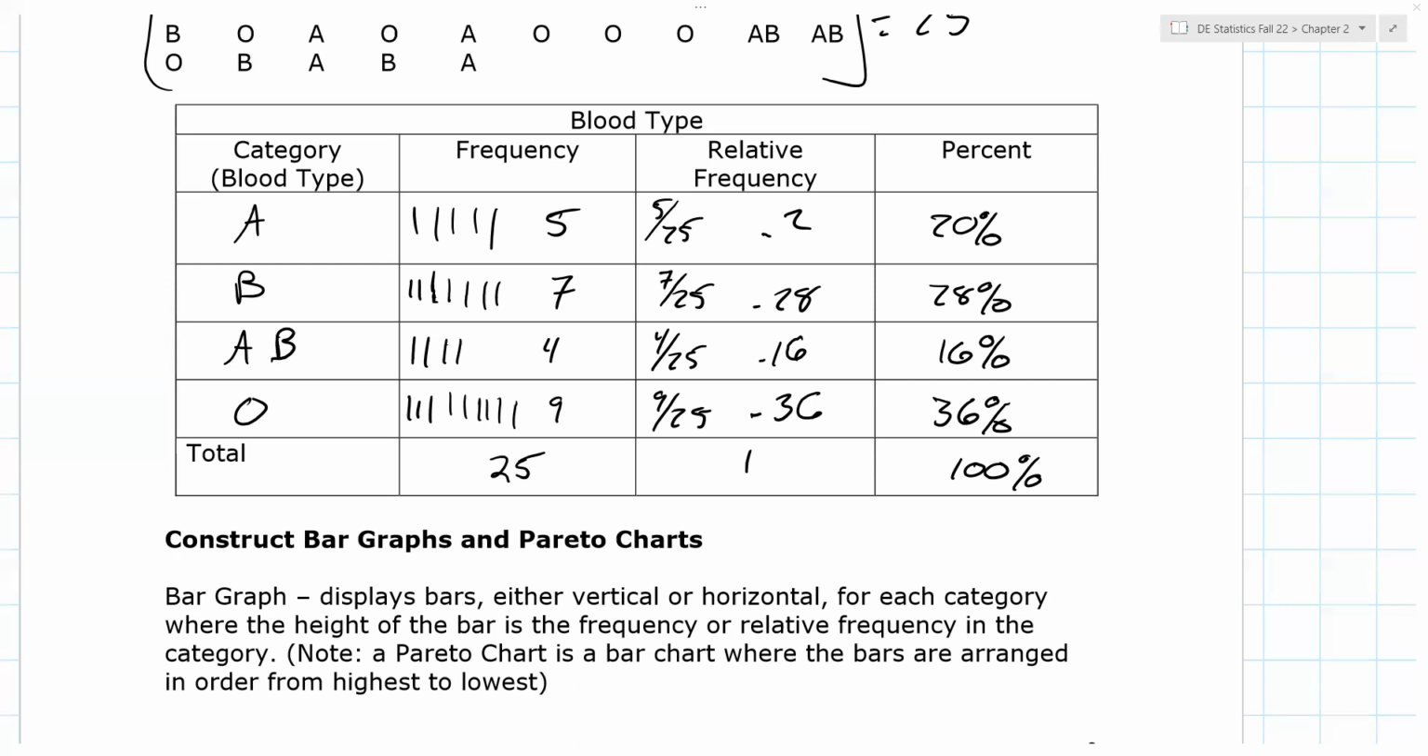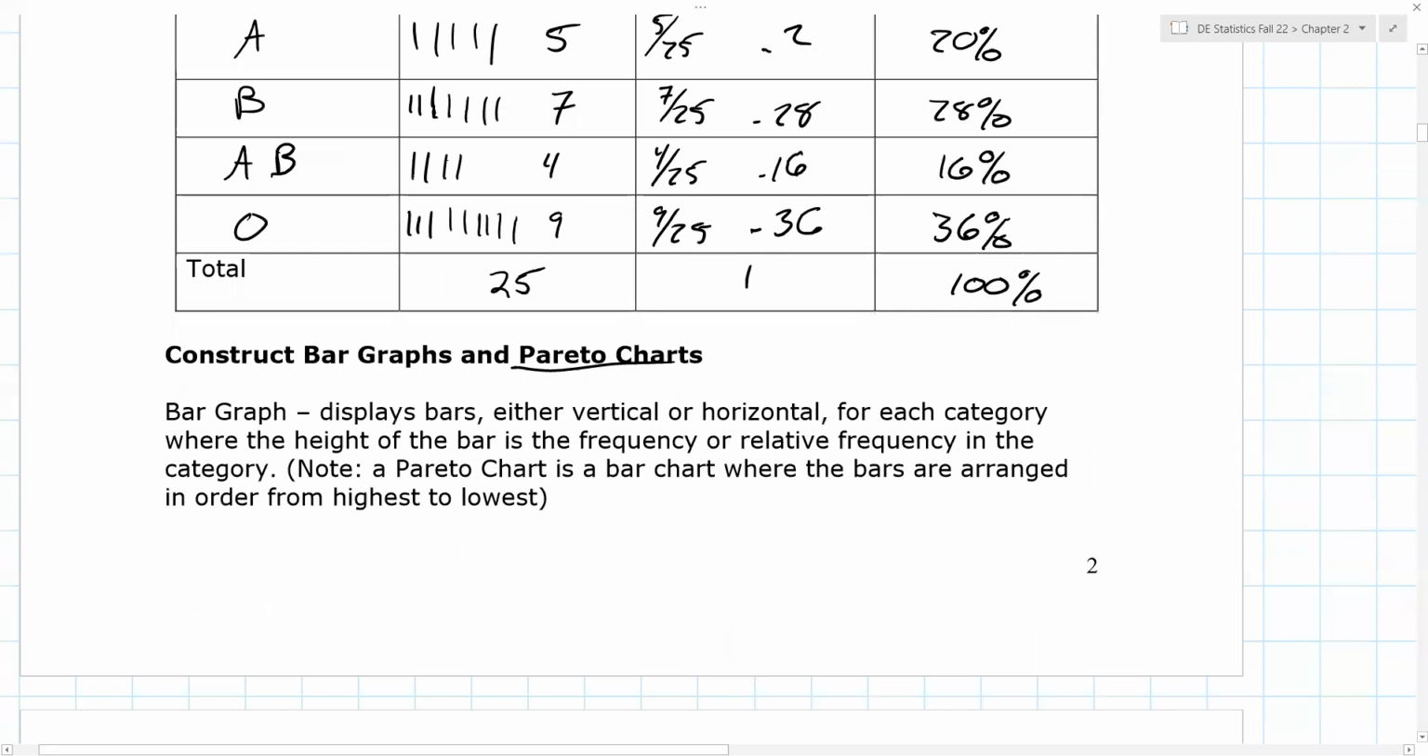A subset of bar graphs is called a Pareto chart. A Pareto chart is just a kind of sorted bar graph. Not a huge difference, not a huge focus. But in a Pareto chart, they go from the tallest bar or the highest frequency down to the lowest. That's the only difference. Whereas in a bar graph, the bars don't have to be arranged in any particular order. For the most part, we will be using bar graphs, so you don't need to worry about that. But it is a good vocabulary word to know.